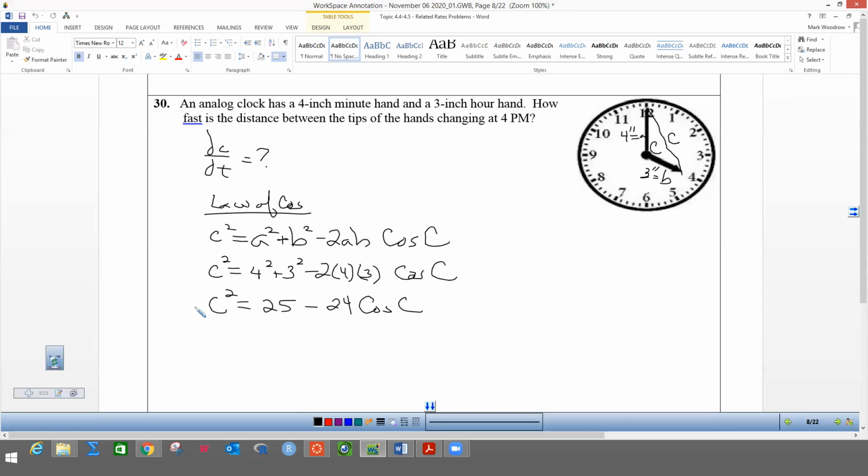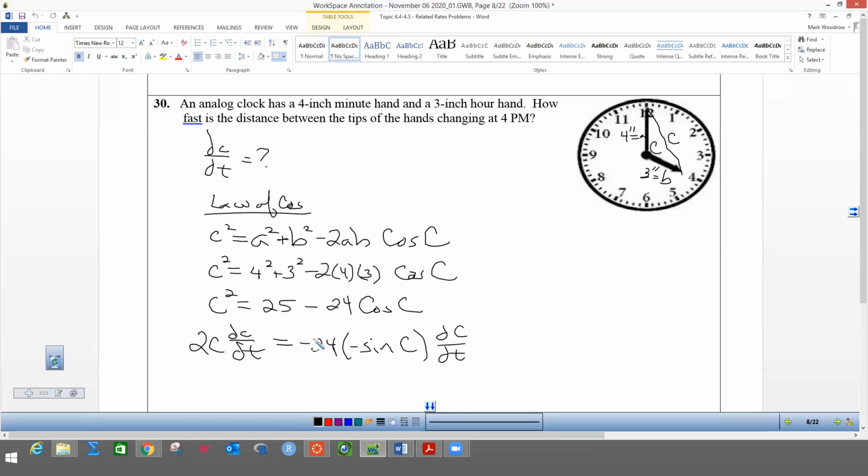So we're going to take the derivative of this function right here, and that's going to give us the dc/dt right here with this part. So let's say all the stuff we know. We're going to get 2c dc/dt, and this is little c. This is what we're looking for. Derivative of 25 is 0. The derivative of this is negative 24. And then we do the derivative of cosine, the outside part first, which is negative sine C, and then dC/dt, because we're differentiating with respect to time.